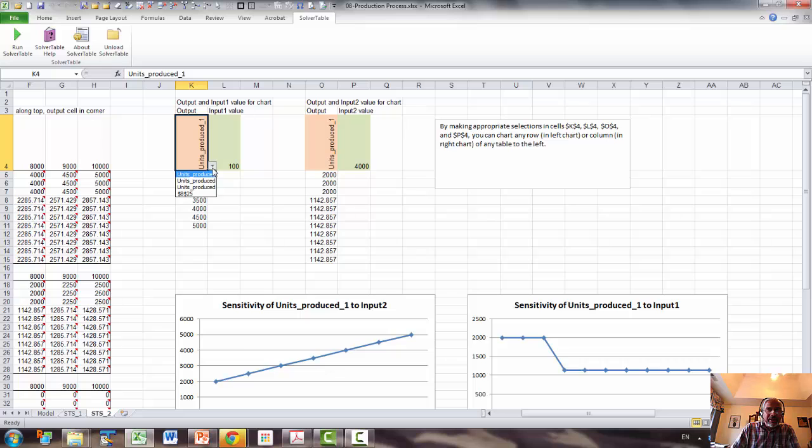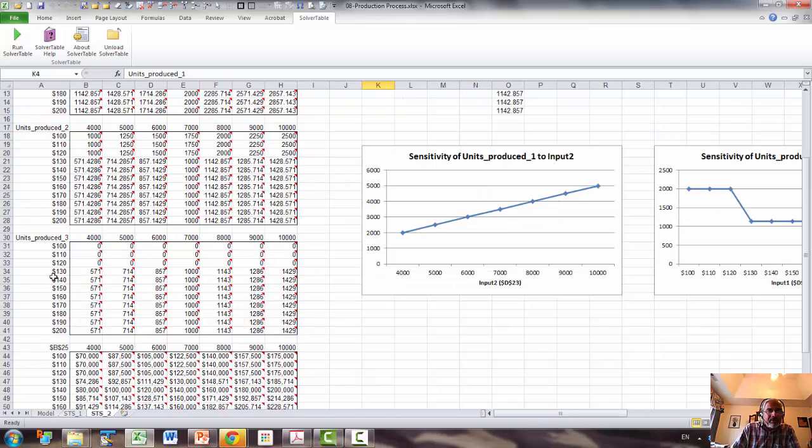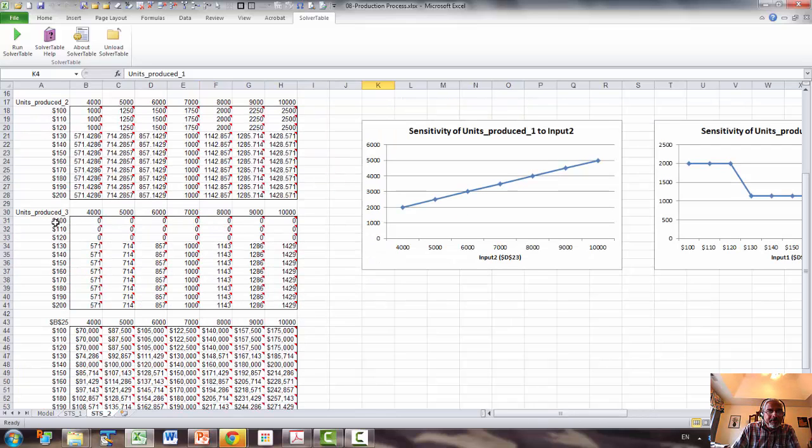We can go and select any one of the four outputs, and you'll have a chart for that. So let's examine one of them. Let's look at the third drug. As the price increases, again when you hit $130, you start making it, and as the number of labor hours increases from 4,000 to 10,000, you start producing more and more of it.